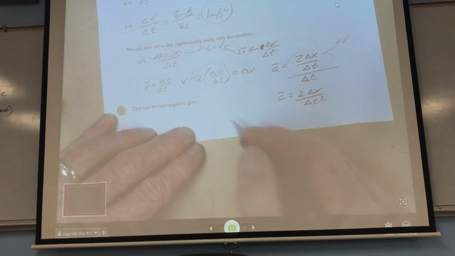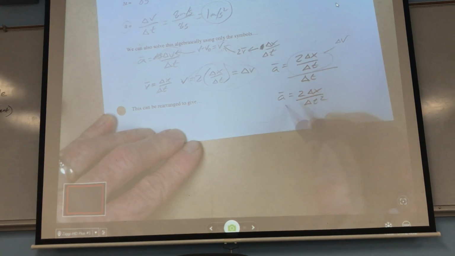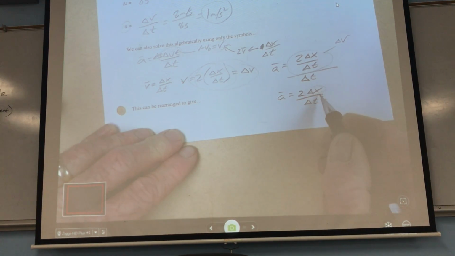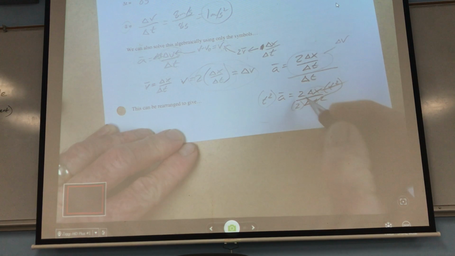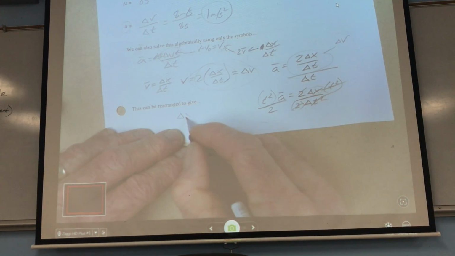The formula that this comes from is actually for displacement. To rearrange this and get displacement, you've got to isolate that delta x, so we multiply both sides by t squared. The t squareds cancel out, divide both sides by 2. These 2's cancel out, and the formula for displacement that you'll see ends up being 1/2 a t squared.